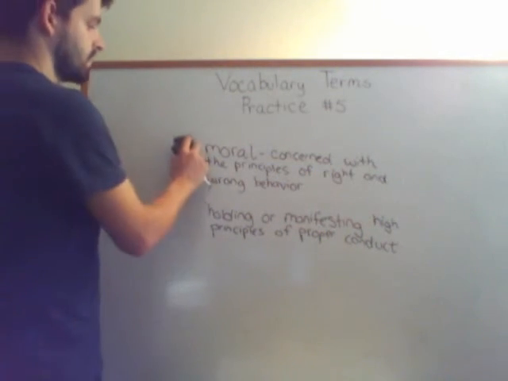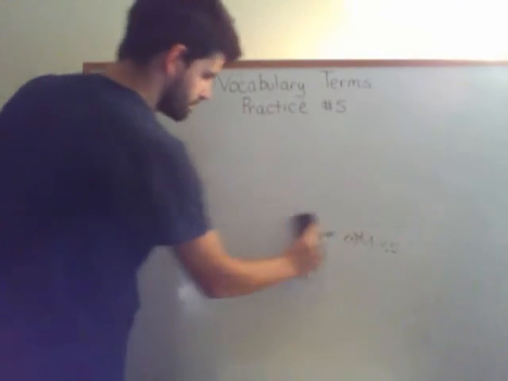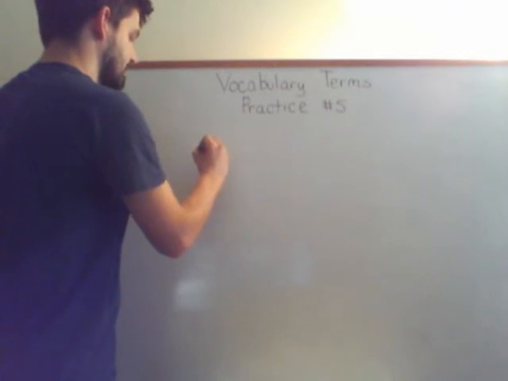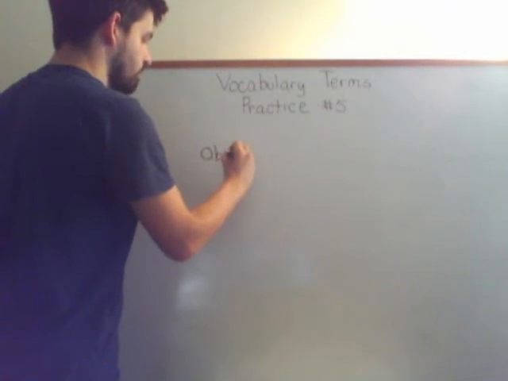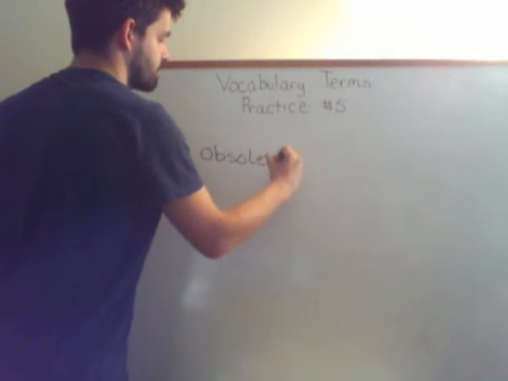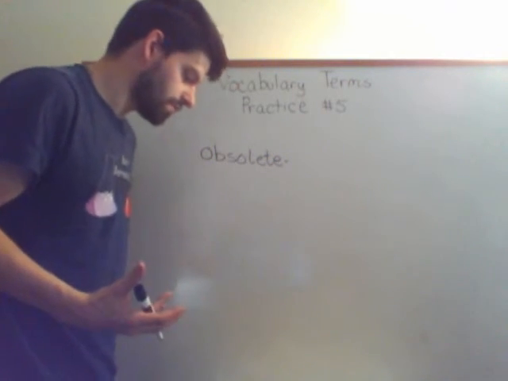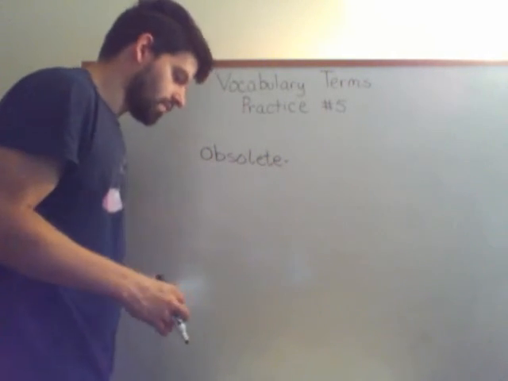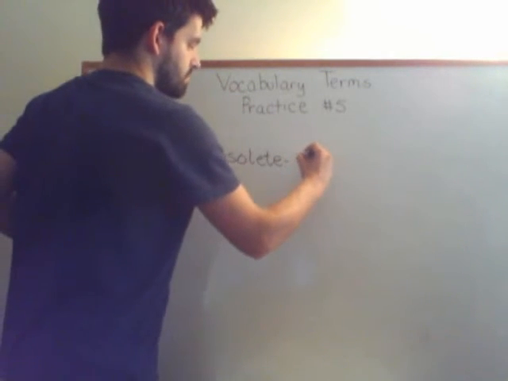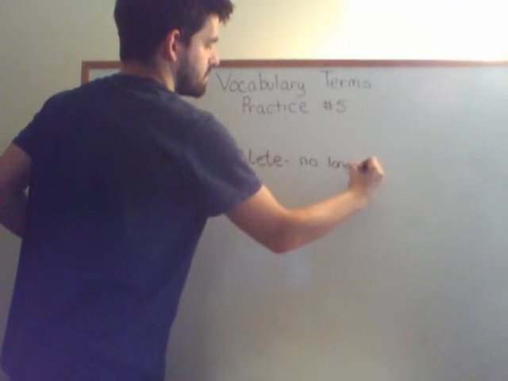Okay. Let's look at our fourth word for today. Our fourth word for today is the word obsolete. Obsolete is spelled O-B-S-O-L-E-T-E. The definition of obsolete is something that is no longer used or something that is out of date. So no longer produced or used or out of date.